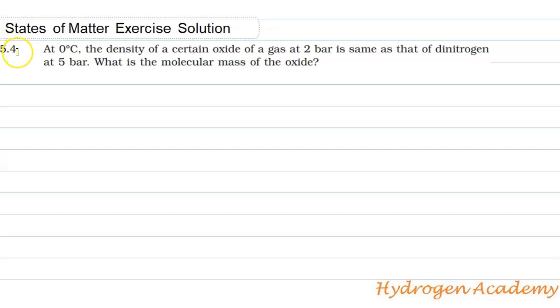Hello dear students, here exercise question 5.4 is given from states of matter. The question is, at 0 degree Celsius, the density of a certain oxide of a gas at 2 bar is same as that of dinitrogen at 5 bar. What is the molecular mass of the oxide?